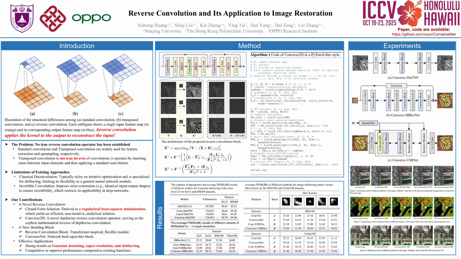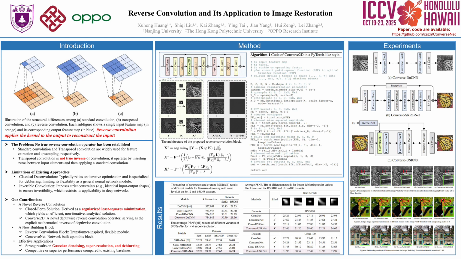Previous approaches have significant limitations. Classical deconvolution methods require iterative optimization and are specialized for specific tasks like deblurring. Invertible convolutions impose strict constraints, such as requiring identical input-output shapes, which limits their use in deep networks. We needed something better, something that could serve as a true mathematical inverse while being flexible enough for modern neural architectures.